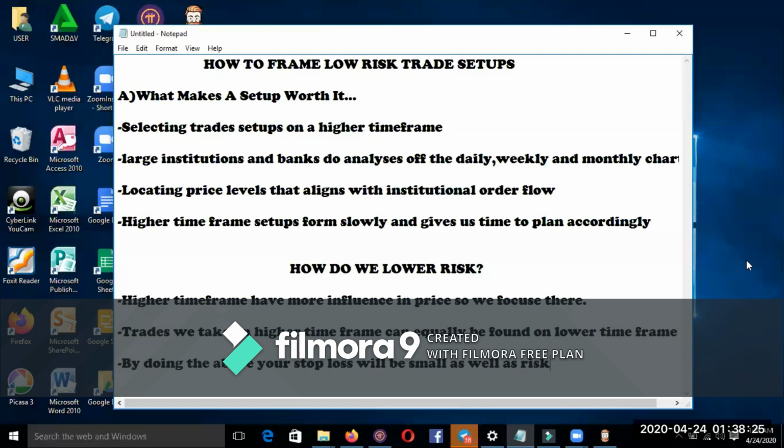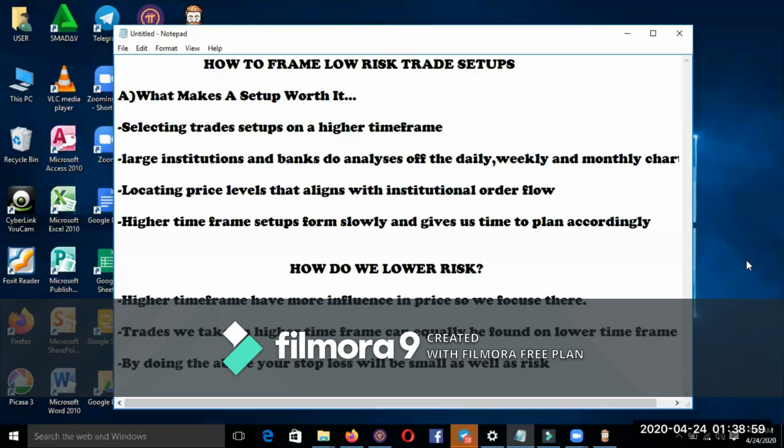Higher time frames have more influence on price, so we focus there. That's what I'm talking about. The next trades we take on a higher time frame can equally be found on a lower time frame, right? It doesn't mean that because we see those setups on a higher time frame, we won't take them on the smaller time frame as well. Everything that happens on a weekly, daily, monthly also happens on a 1 minute, 5 minute, 15 minute. It's only going to take a longer period of time on a higher time frame.